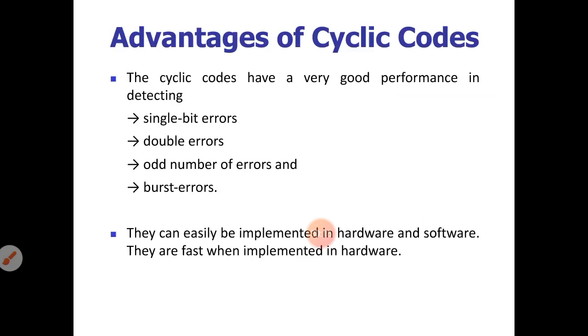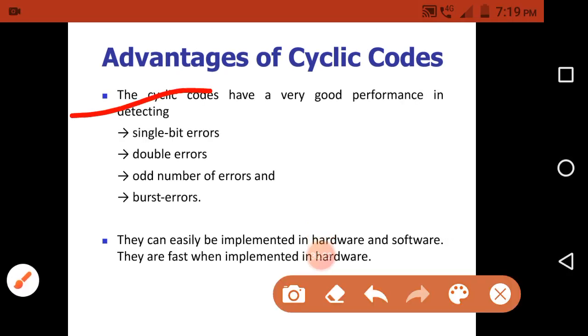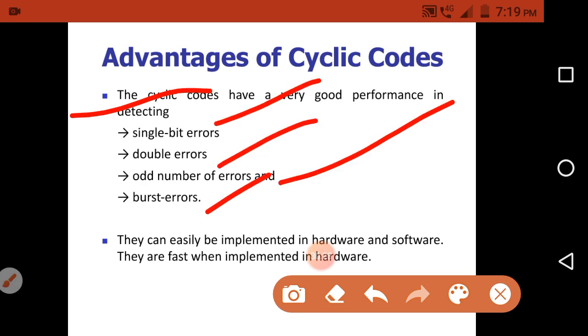So these are some of the standard polynomials. Next, the advantages of the cyclic codes. The cyclic codes have very good performance in detecting single bit errors, double errors, odd number of errors, and burst errors. So this is the first advantage. Whatever cyclic codes we use, they accurately detect single bit errors, double errors, odd number of errors, and burst errors.